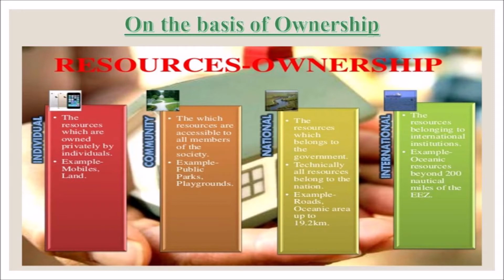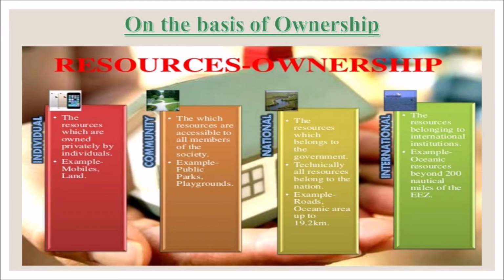Children, the next classification is on the basis of ownership, and these are classified into 4 categories: individual resources, community resources, national resources and international resources. First one, individual resources. These individual resources are owned privately by individuals. Individual in the sense people own plots, houses, wells. If we look into villages, people there own lands, like agricultural land, farming lands. And it will be a private property for an individual.